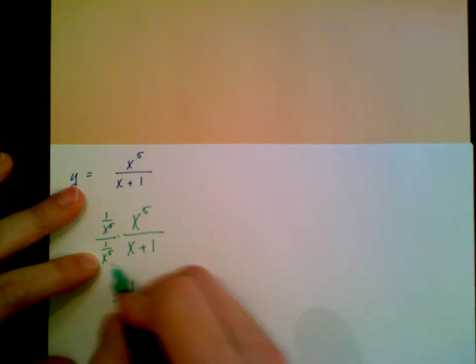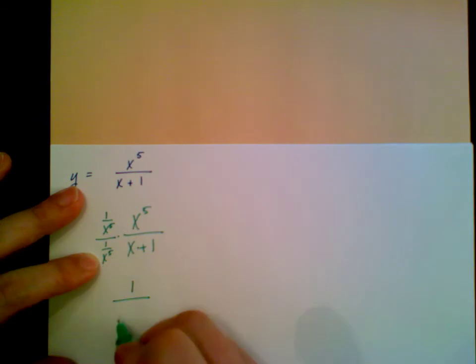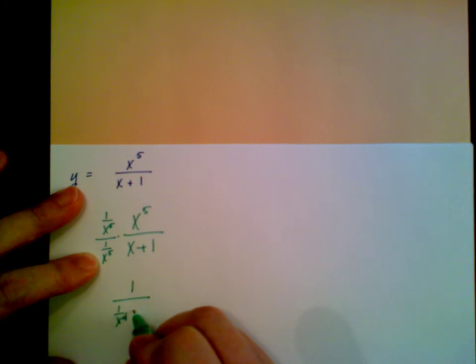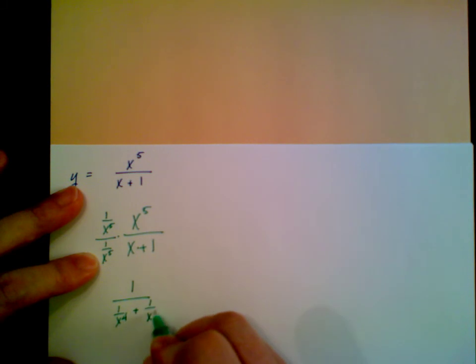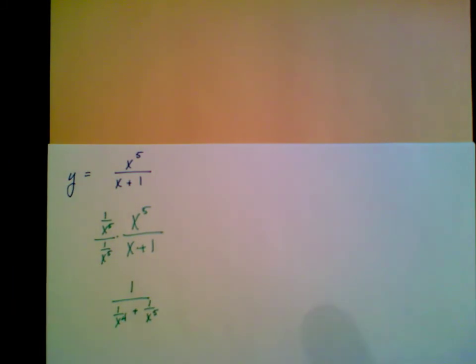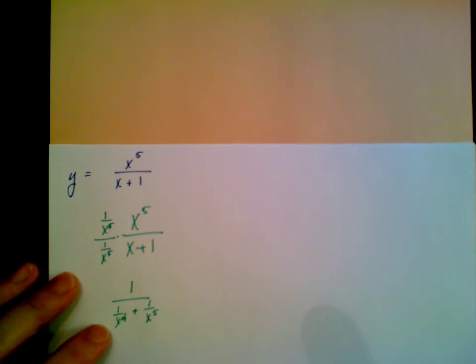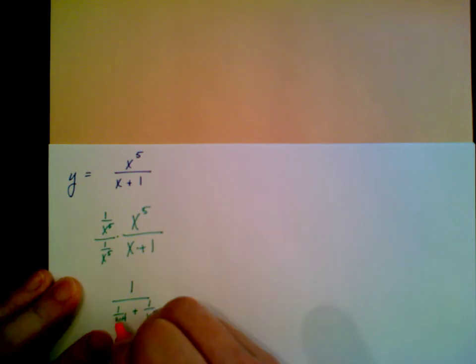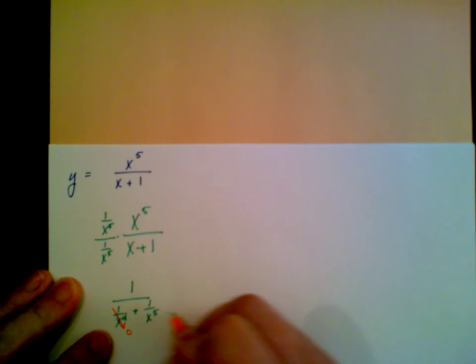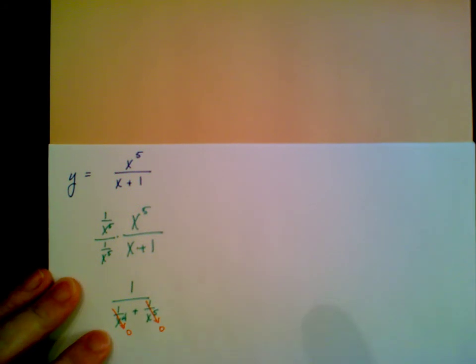x over x to the 5th will be 1 over x to the 4th. When I distribute that and multiply by 1, I get 1 over x to the 5th. And now I want to indicate what's going to go to 0 as x goes to plus or minus infinity. It's going to be that and that.